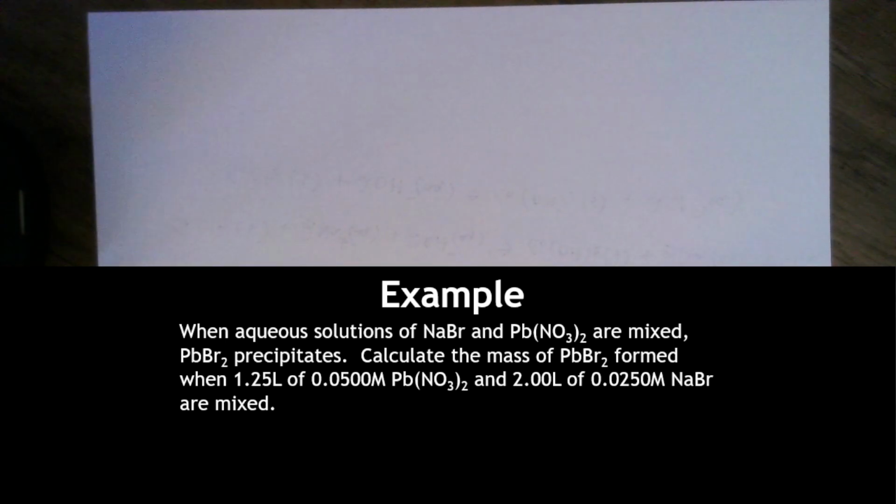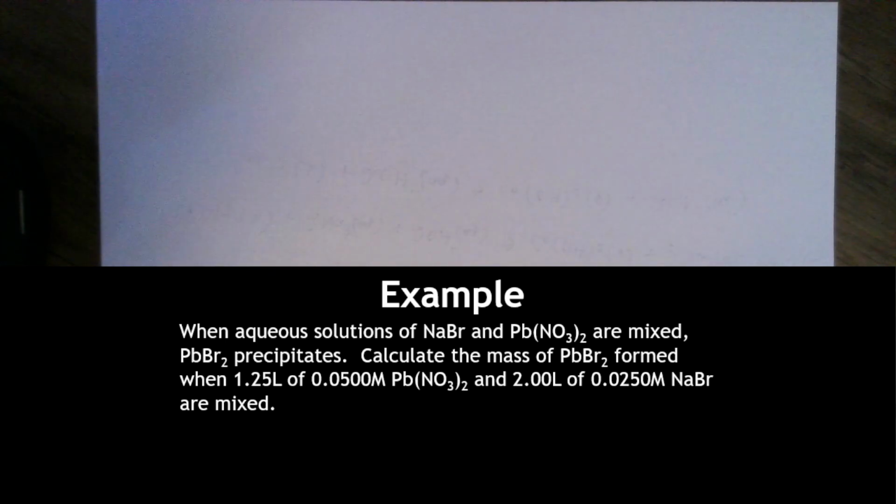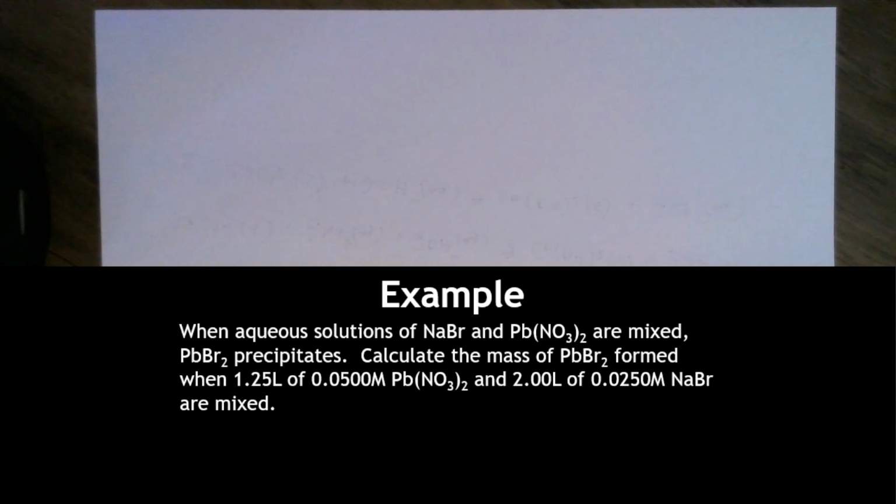Calculate the mass of PbBr2 formed. So I want to know, when I mix these two things together, how much of that solid do I make? I'm starting with, here are my ingredients, 1.25 liters of my Pb(NO3)2, 2 liters of 0.025 molar NaBr. There's a lot of information, a lot of numbers, a lot of symbols. It's confusing to look at. I'm going to organize my thoughts by starting at number 1 in those instructions.